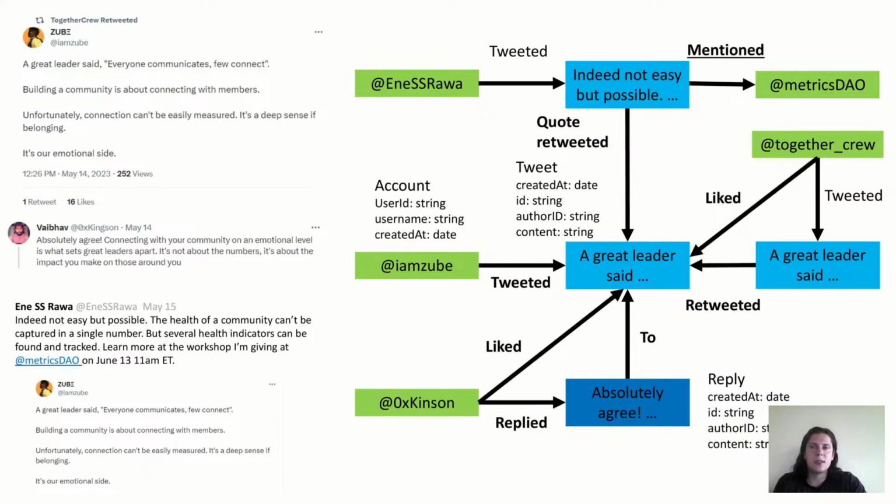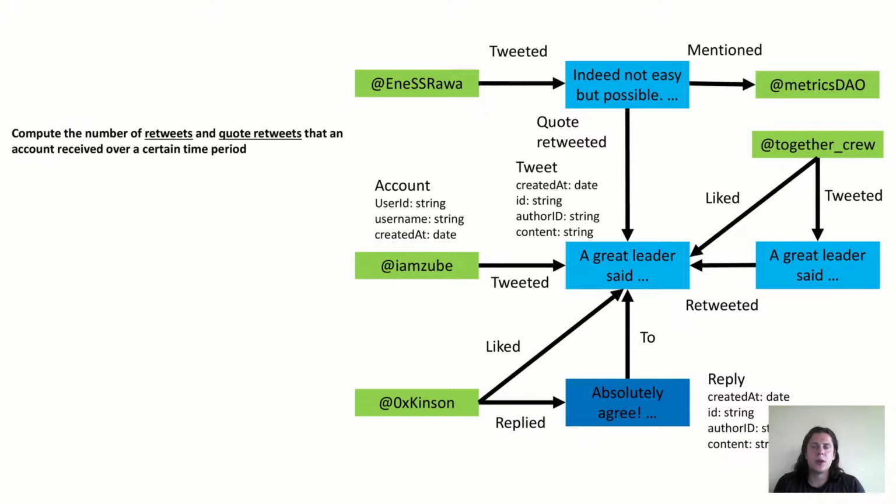So, for instance, let's say we want to compute the number of retweets and quote retweets that an account received over a certain time period. We are going to use this database structure to come up with a query that allows us to get this information: the number of retweets and quote retweets that an account received within a certain time period.